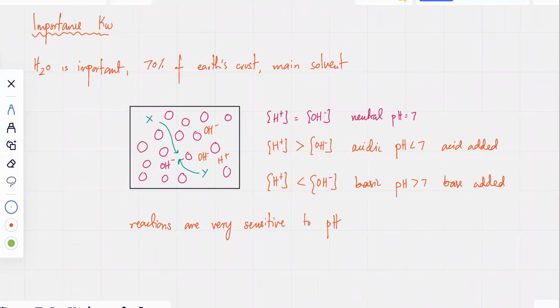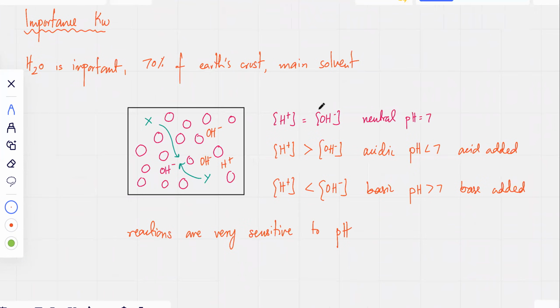So, over here, if the concentrations are equal, the product is still, you multiply the two, going to come out to be 1 times 10 power minus 14. If H plus goes up, the OH minus automatically comes down, but the product still remains 1 times 10 power minus 14. Vice versa, if the H plus concentration decreases and the OH ion concentration increases, the product is still 1 times 10 power minus 14.